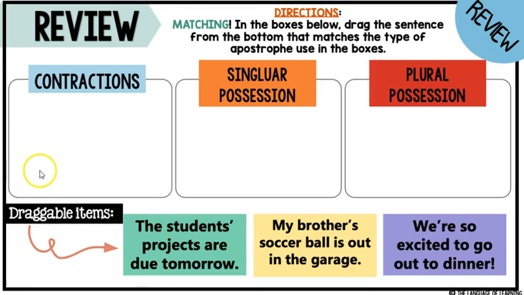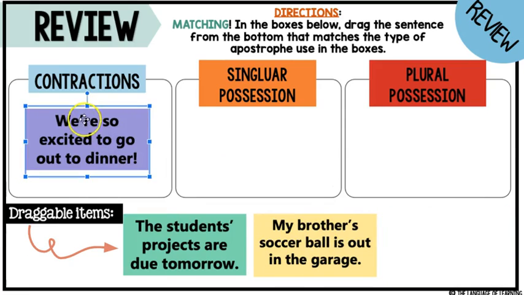All right, so now we're going to go review. The students' projects are due tomorrow. My brother's soccer ball is out in the garage, and we're so excited to go out to dinner. In the boxes below, drag the sentence from the bottom that matches the type of apostrophe used in the boxes. So this is for a contraction. My brother's is not a contraction, but we're so excited to go out to dinner is, because that apostrophe is taking the place of the A in we are. Now we're looking for the singular possession.